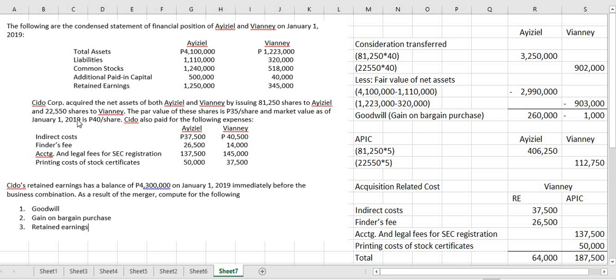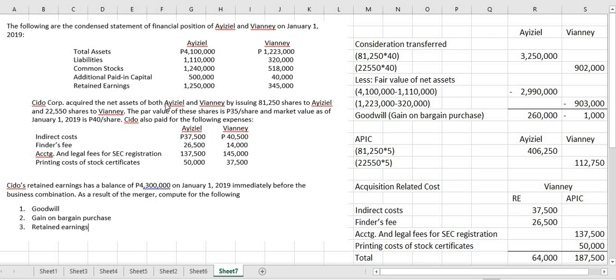And then, we have here, the corporation acquired the net assets of both IZL and Vianney. Since it is an acquisition of net assets, it is a merger by issuing 81,250 shares to IZL and then 22,550 shares of Vianney. Okay, so the par value of the share is 35, and then the market value as of January 2019 is 40 per share. Okay, so you take note, ang basihan mo sa fair value is fair value ng issuing company, meaning to say fair value ni Asaido being the acquirer.